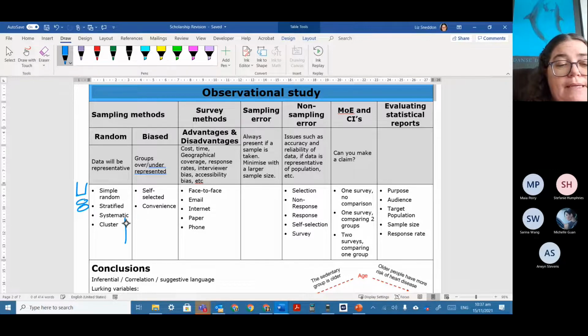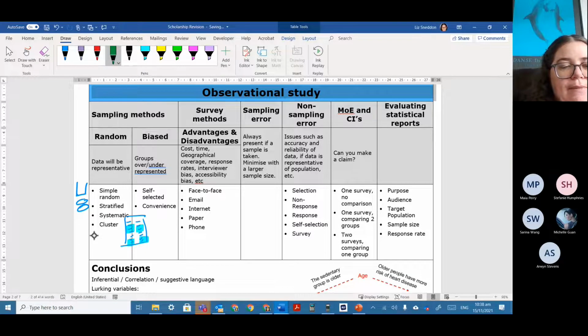Systematic. Systematic is if I have a list of people's names, I am going to systematically choose. So I might start with choosing the 3rd person on the list, and then I'm going to choose every 4th person on the list after that. So there's a system behind how I choose them.